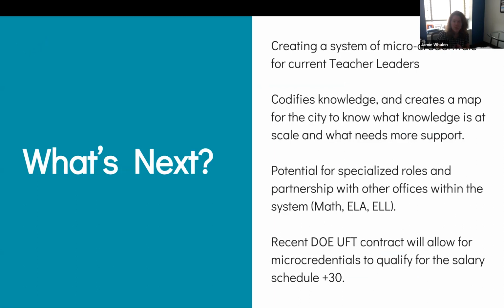So just to wrap up in terms of what's next, the city has really embraced this as a very effective mechanism for providing such targeted support, and is now thinking about expanding the way that they do this, and they want to get into more content-specific micro-credentials. There's the potential to use this to support specialized roles. For example, mathematics, ELA, English language learners is a real challenge in New York, and there's a whole set of skills related to that, and they see this as having quite a bit of potential.